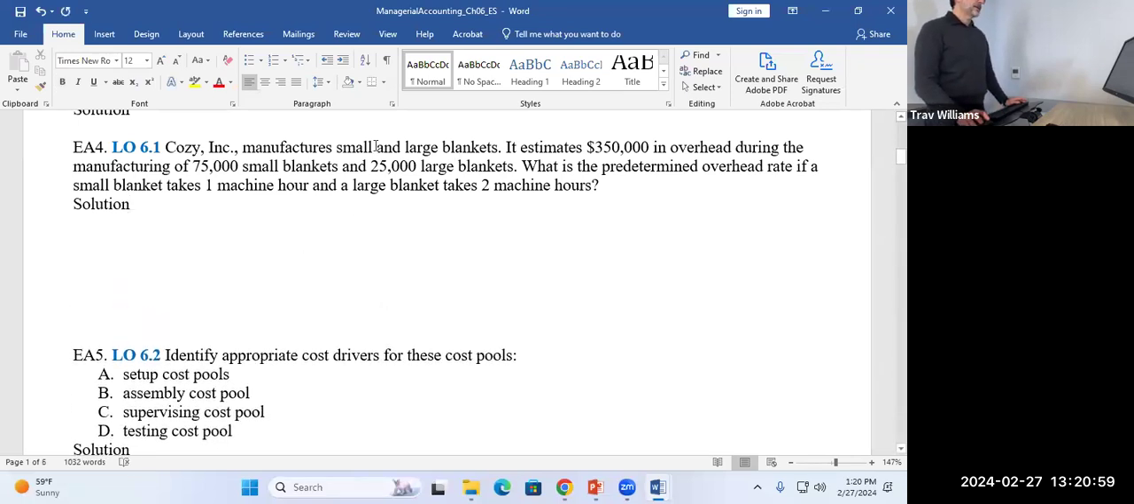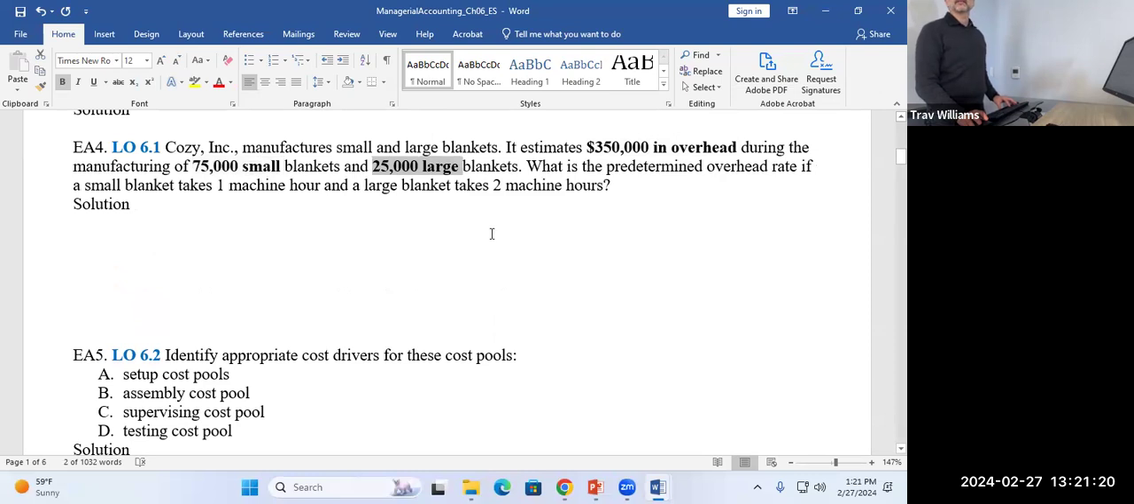All right, and it says that this company makes small and large blankets, okay? So they've got 2 versions of their product, small and large. They have $350,000 of estimated overhead. They are planning to make 75,000 small blankets, 25,000 large blankets. Got it? And we have to figure out the overhead rate, but keep in mind their small blanket takes 1 machine hour, large blanket takes 2 machine hours.